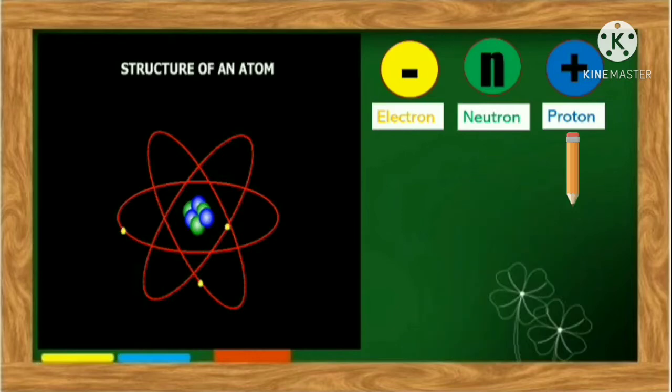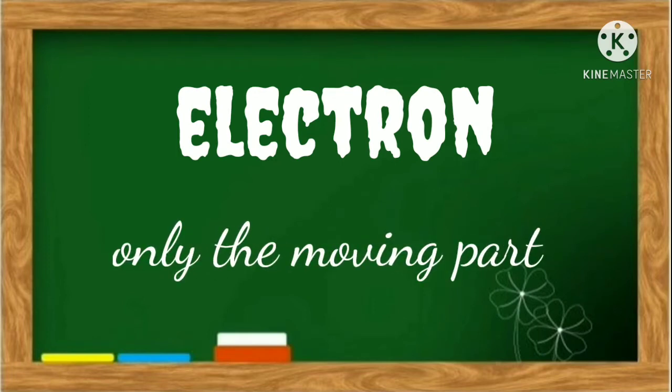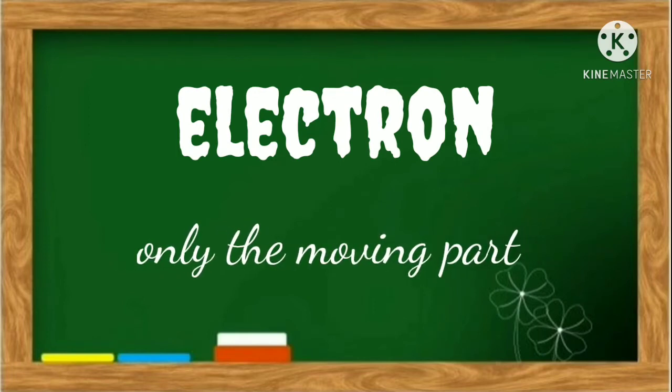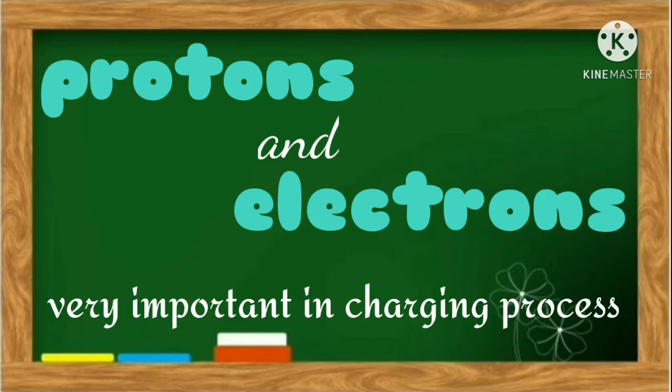Protons are said to be positively charged, neutrons are the neutral one or no charge at all, and we have electrons which are negatively charged and is the only moving part of an atom. And remember that they play a very vital role when it comes to charging.